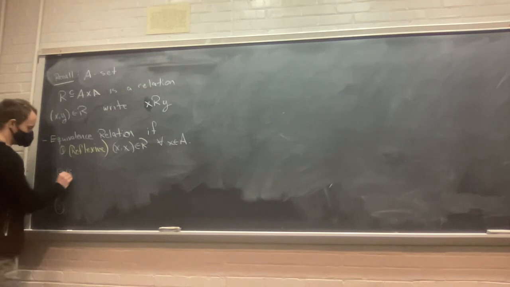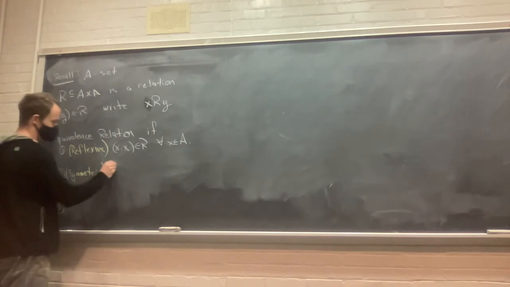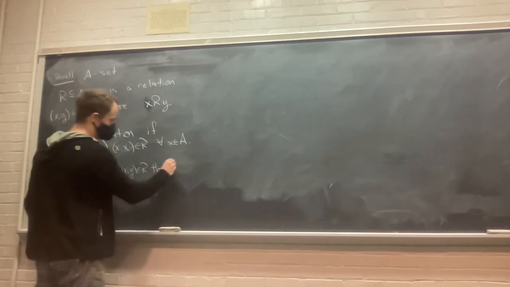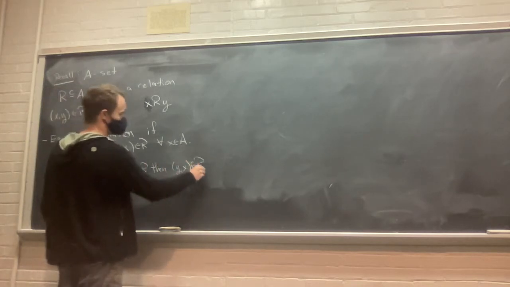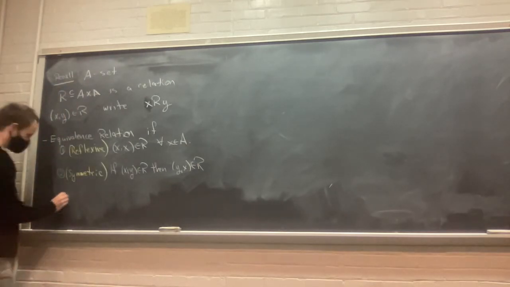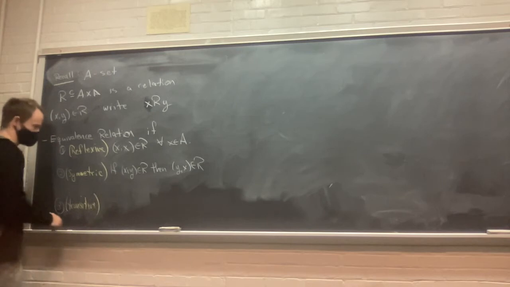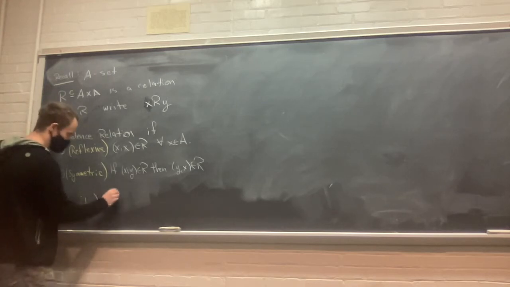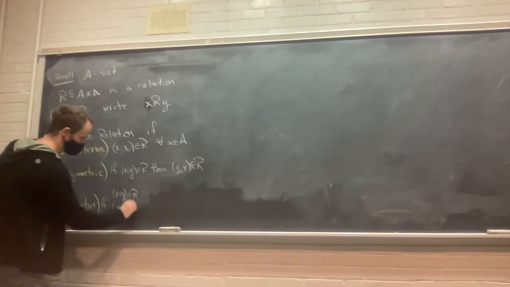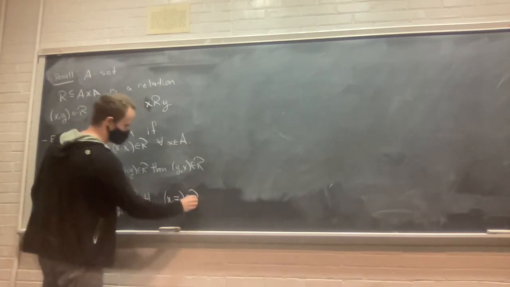Then there's symmetric, which says if (x, y) is in R, then (y, x) is in R. So if xRy, then yRx. And then finally, there's this one called transitive, which says if (x, y) is in R and (y, z) is in R, then (x, z) is in R.